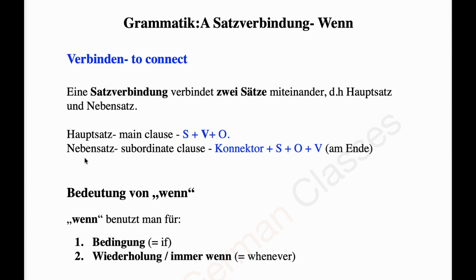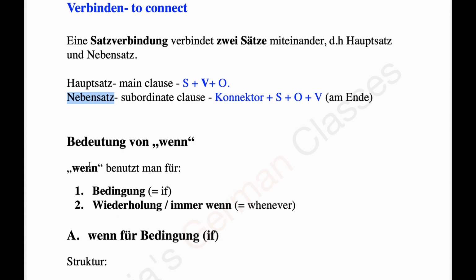Okay, now coming to Nebensatz. So Nebensatz is a subordinate clause. Okay, so in a subordinate clause, the conjugated verb goes in the end. Am Ende, it means in the end. Okay? So this is the main difference we have between Hauptsatz and Nebensatz. In Hauptsatz, the verb comes at second place. In Nebensatz, in a subordinate clause, the verb comes at the end of the sentence. Okay? Now let's understand the meaning of this connector.